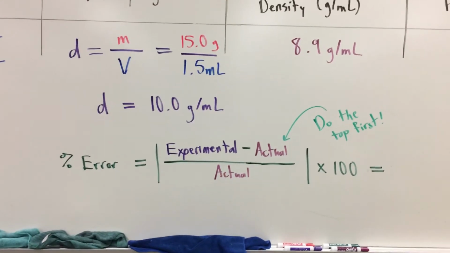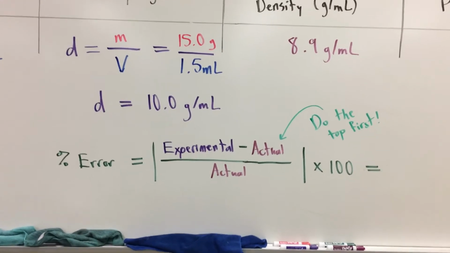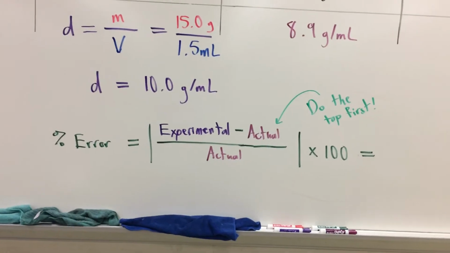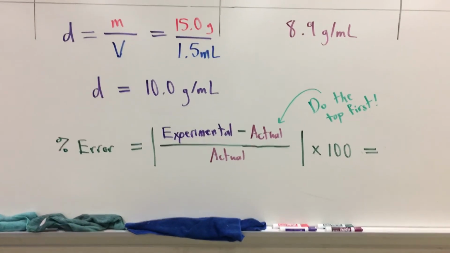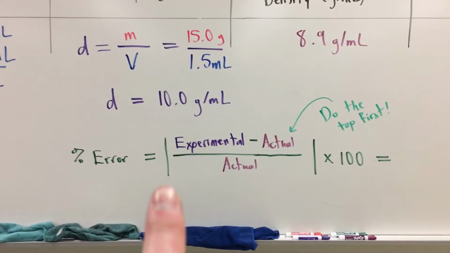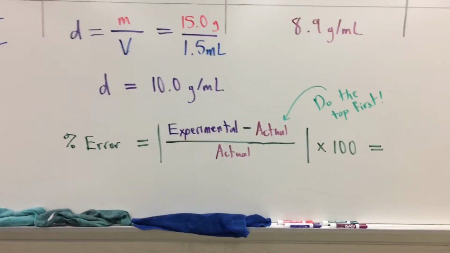Now, a couple hints or tips to help you out. These bars on either side here, there and there, are absolute value bars.